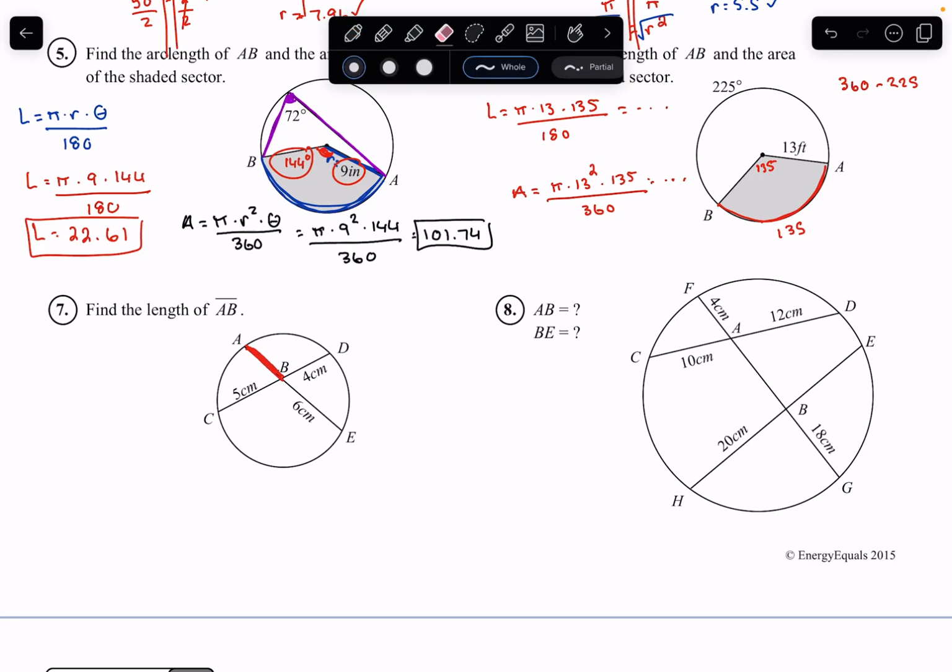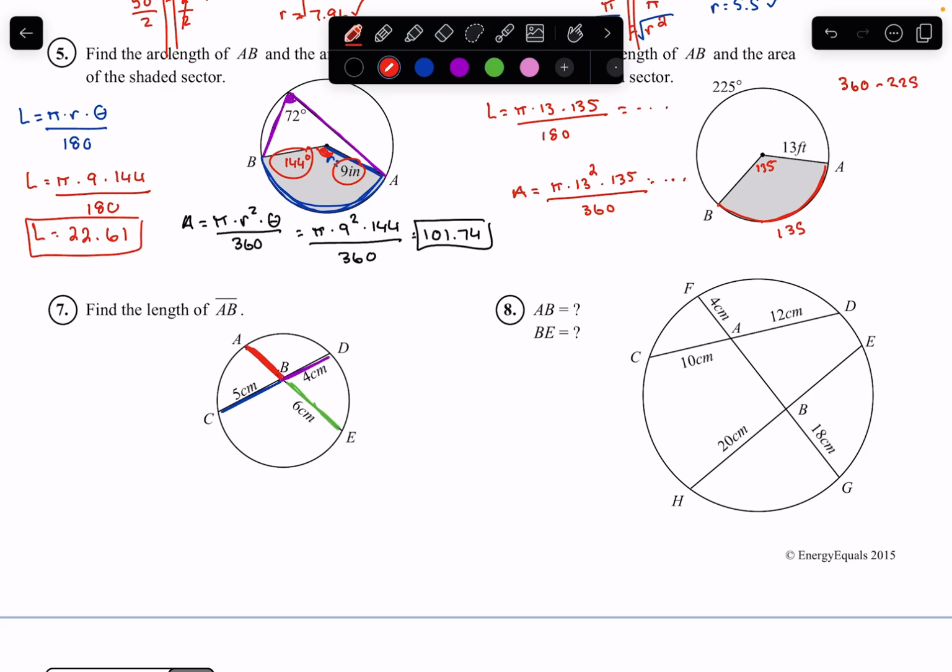What do I know? I know that when this and this chord cross each other, there's a relationship between the sides, and it tells me that this piece times this piece is equal to this piece times this piece. So I'm going to write that down algebraically. I'm going to use colors right here. I've got a red line, a blue line, a purple line, and let's go green.